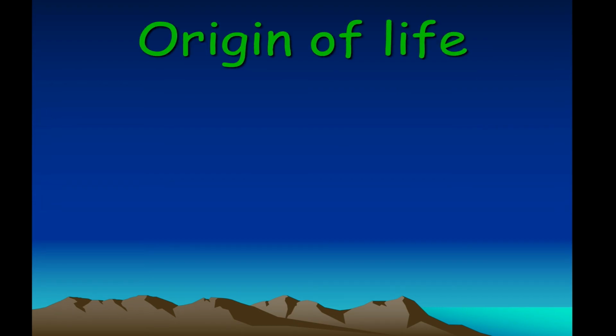Origin of life. As you remember, we said Earth is the unique planet in the solar system which can support life for living organisms, human, animals, or plants. So we get some information about how life first started on Earth.